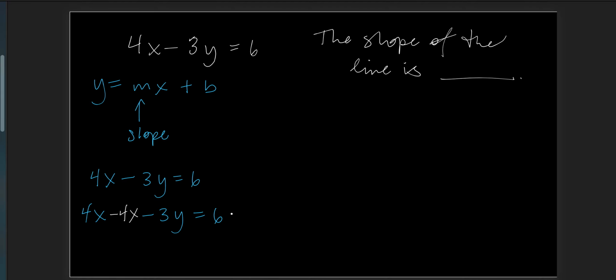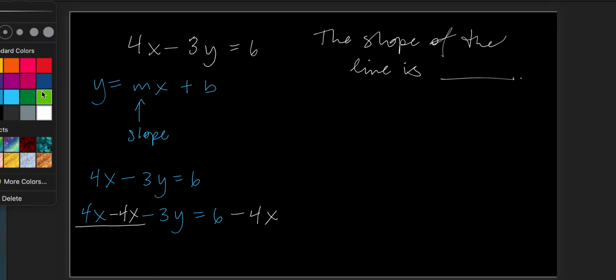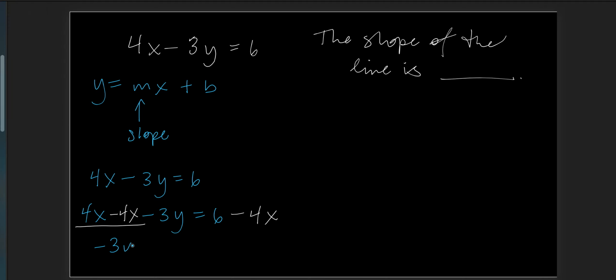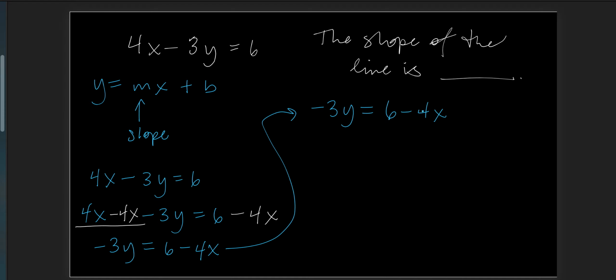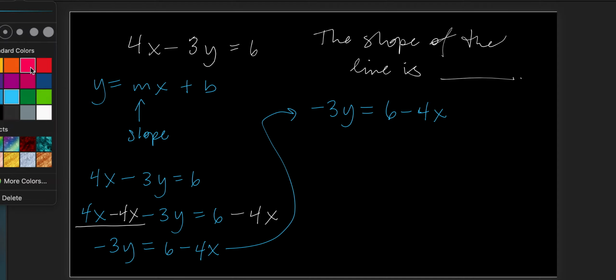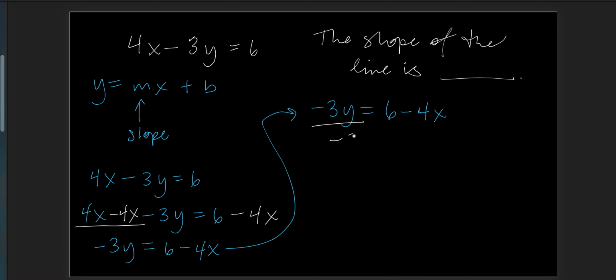So subtract 4x from both sides, because this part will be 0, and 0 minus 3y is just minus 3y. That's how we get rid of that 4x on that side. So at least 4x is on this side. Now I need to get the negative 3 away from y. So negative 3 is being multiplied by y, so I'm going to do the opposite operation and divide by negative 3, and I have to do that to each term on this side.